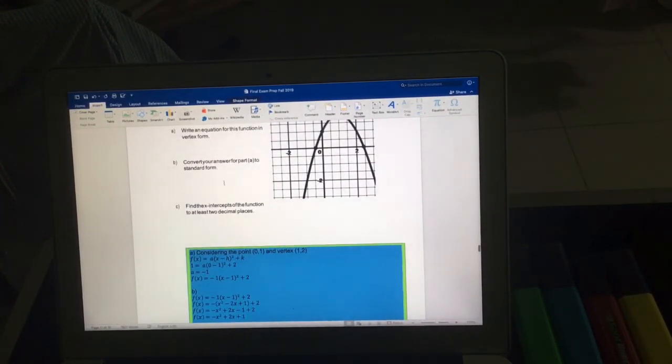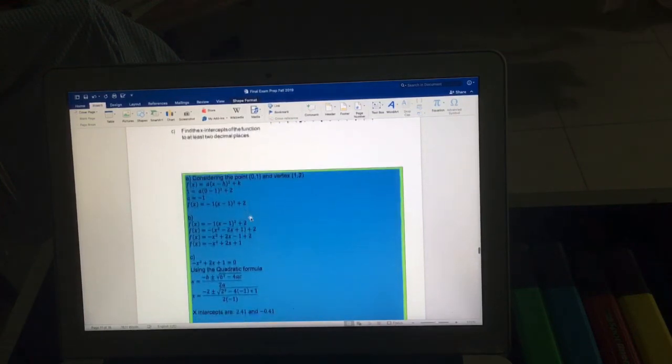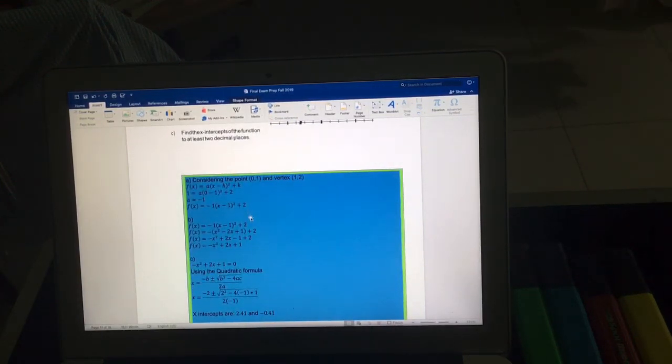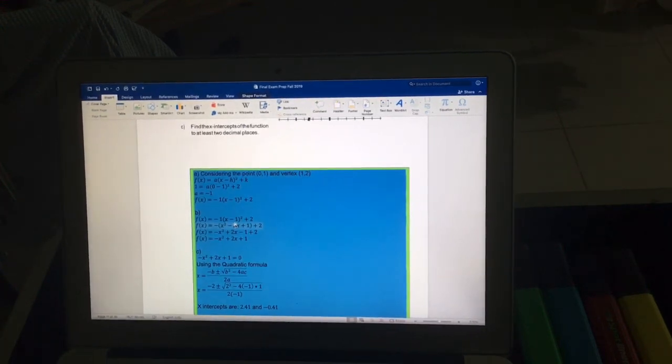Then the next question is convert your answer to the standard form. Standard form is ax² + bx + c. So this is the standard form. We just have to do the calculation using the (a - b)² formula here. If we do the (a - b)² formula, then we will get this form. Just some simple calculations, then we get it.